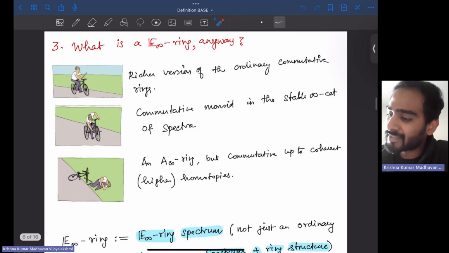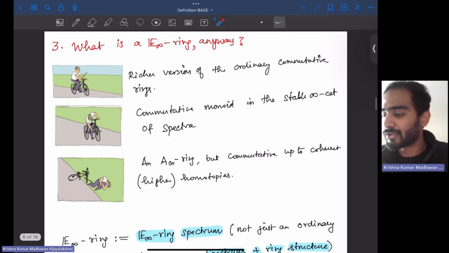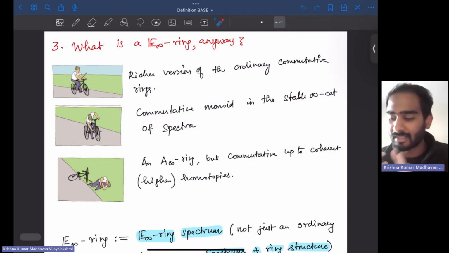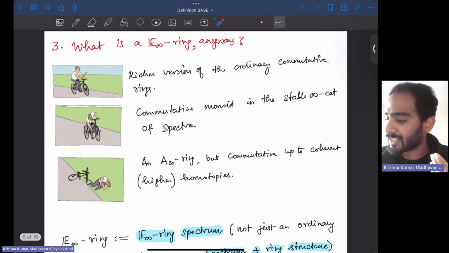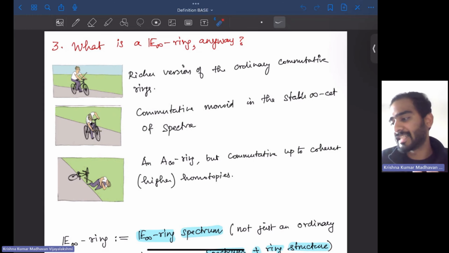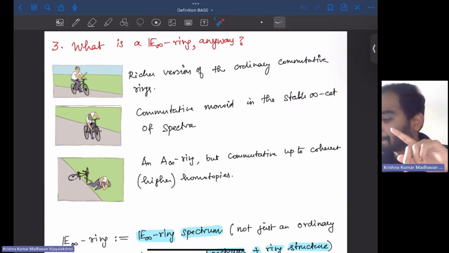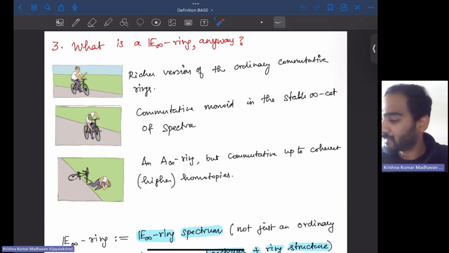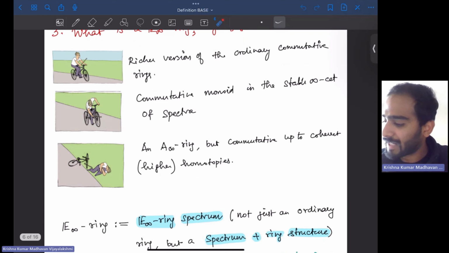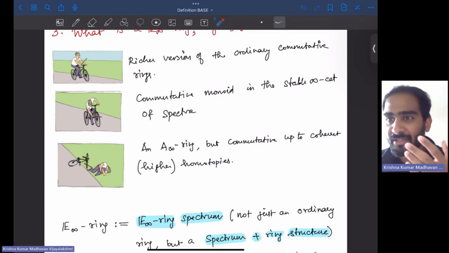So E infinity rings could be called a richer version of ordinary commutative rings. Okay, that's not harmful. It's okay. Another version is that you can see it as a commutative monoid in the stable infinity category of spectra. This was not so clear, at least to me in the beginning. And then the harsher definition would be that it's an A infinity ring, but it's also commutative up to coherent homotopy.